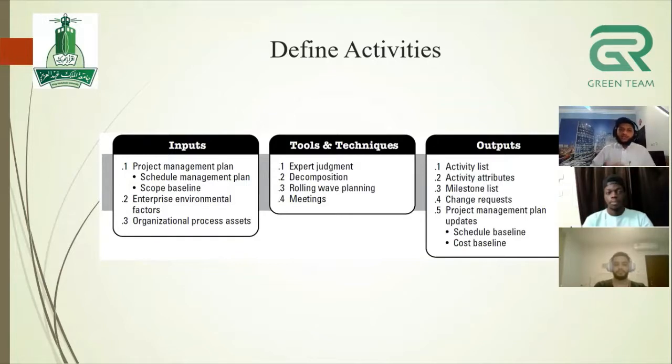To define the activities, we will use some tools and techniques like expert judgment, rolling wave planning, and meetings. At the end, we will have in general 5 outputs, but there are 3 main outputs. So first, the activity list. Second, the activity attributes. Third, the milestone list. So let's go to the first one, which is the activity list.